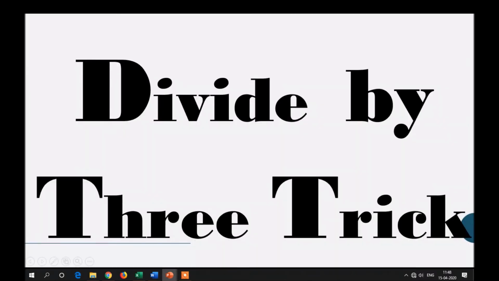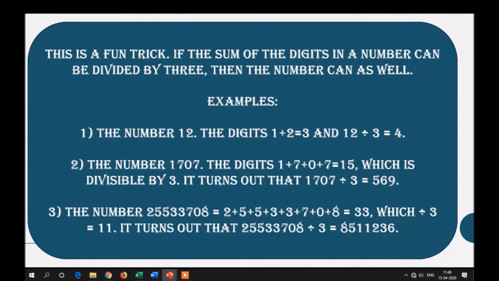Now divide by 3 tricks. This is a fun trick. If the sum of the digits in a number can be divided by 3, then the number can as well. For example, the number is 12. The digits 1 plus 2 is 3. And 12 divided by 3 is 4. If we add the digits, we will get 3, or we will get a number in the table of 3. If we get a number in the table of 3, then we can divide that number by 3.